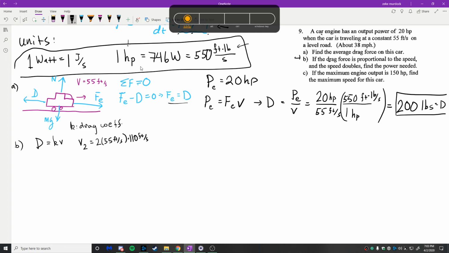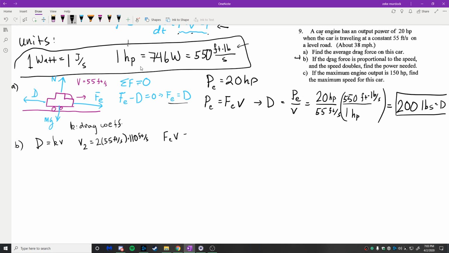We know from our equation before that if we take the force of our engine and multiply by the velocity, that was equal to the power. But we also know that the drag force is equal to the force from the engine, so we can just put kV in here, multiply by V, and that should be the power of the engine. The power of the engine, therefore, is K times V squared.